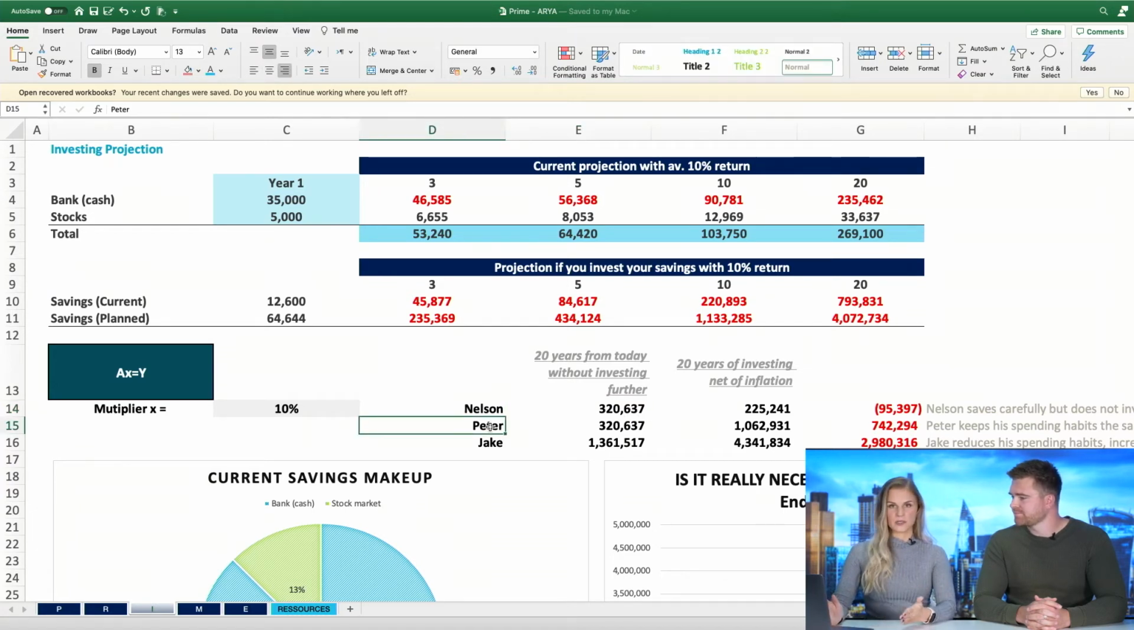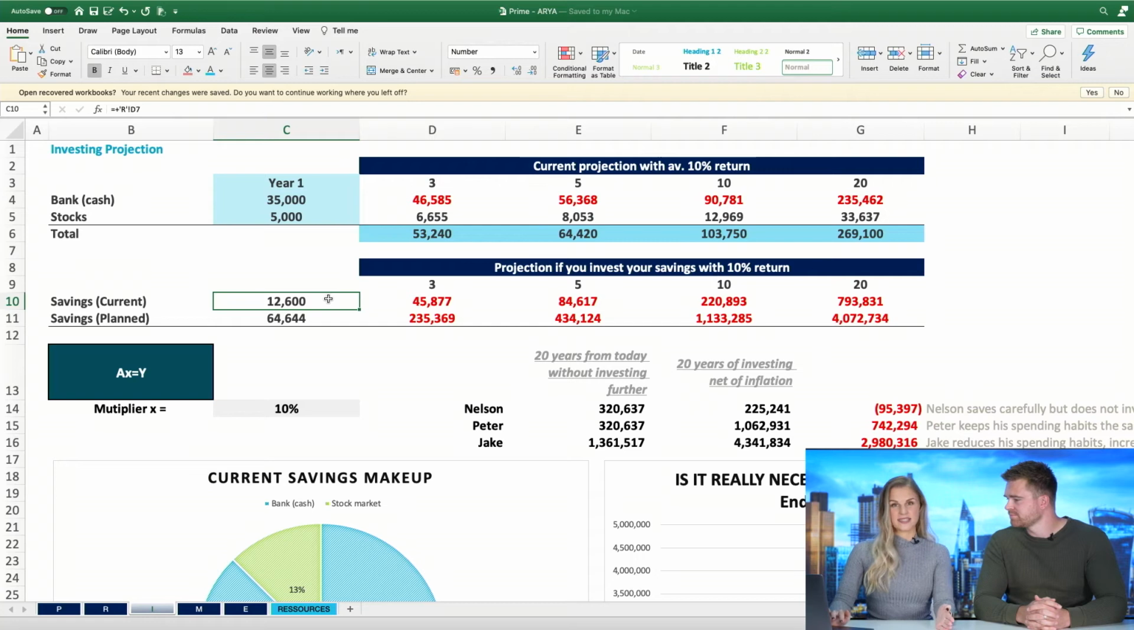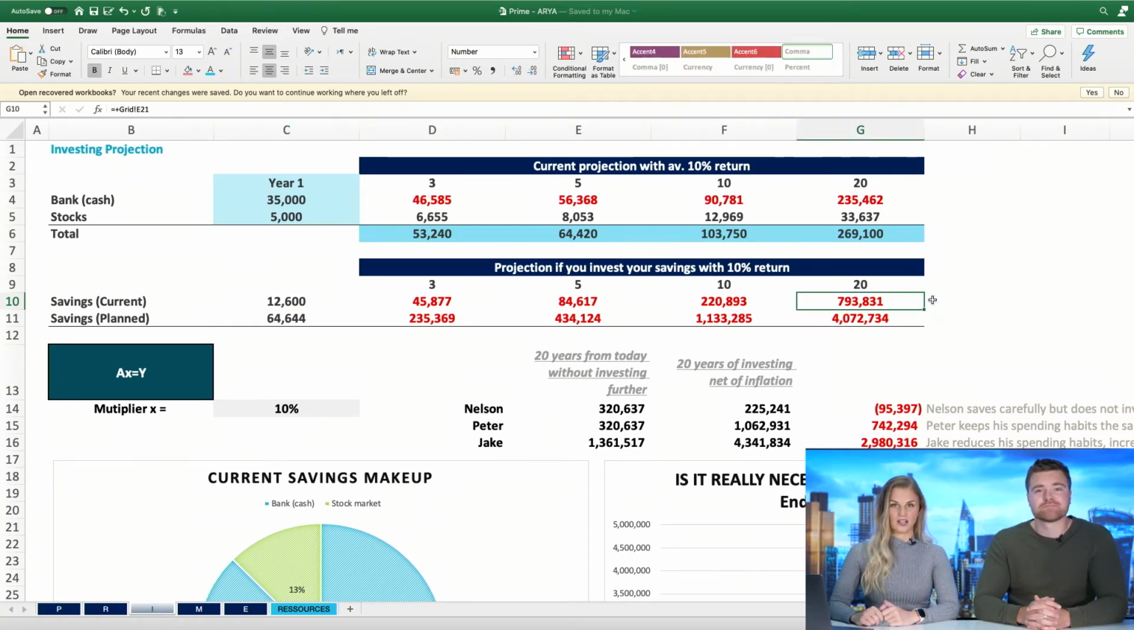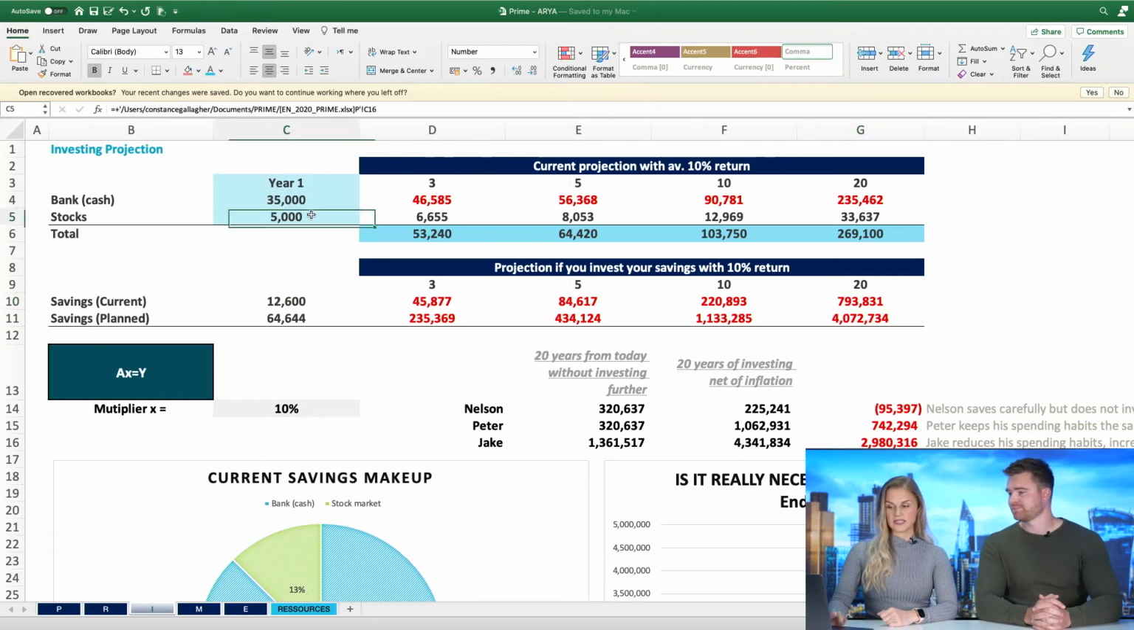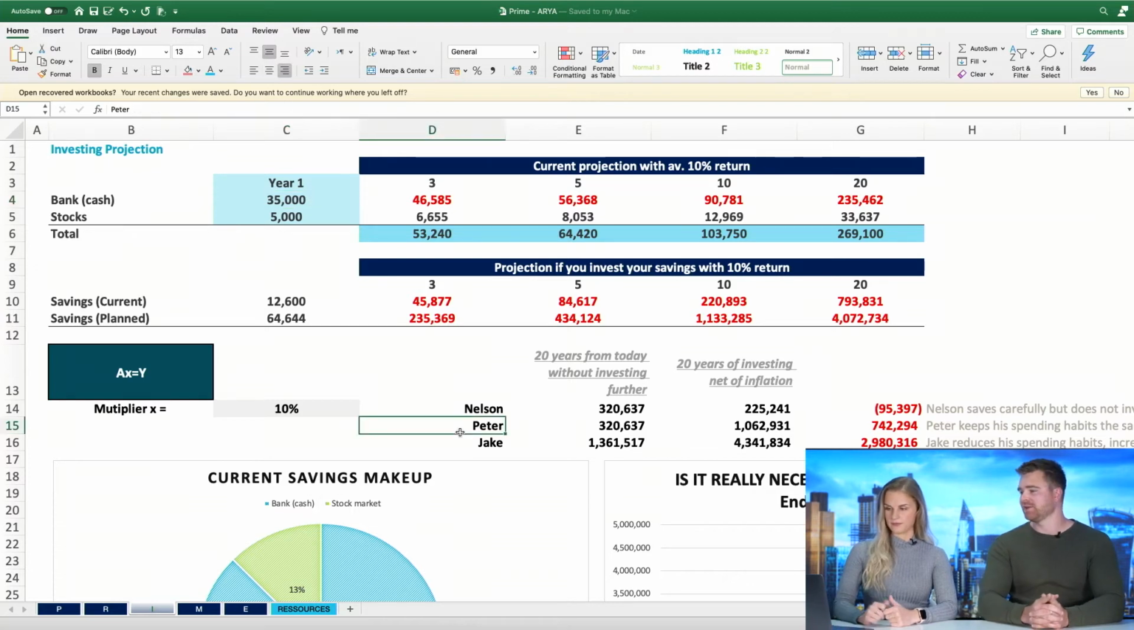Now, what is the difference between Nelson and Peter? The only difference is that he has his 12,600 and he's invested it. So he's getting a 10% return over 20 years, so he's getting nearly 800,000. But he still has his 5,000 in the stock market and he still has his 35,000 in cash, which he has then invested. So he's invested pretty much all of his savings.